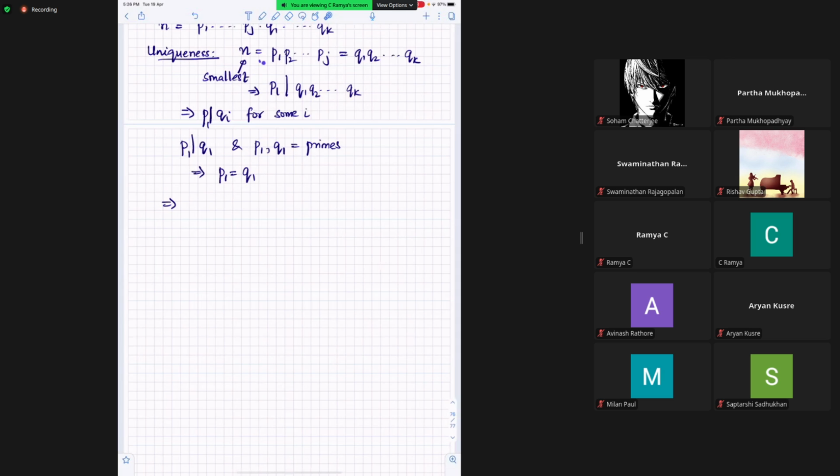Now, as we had assumed it to be the smallest such number, therefore the rest of the expression also has to be identical. Exactly. So these two things get cancelled. So you'll get that P2 to Pj is equal to Q2 to Qk. And you know that this product is strictly smaller than the original two products that we started with. Right? So this means that there exists another integer.